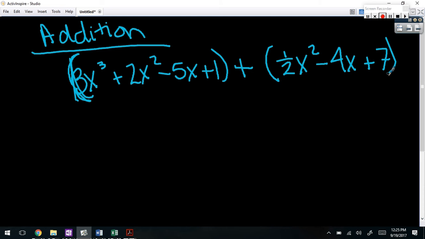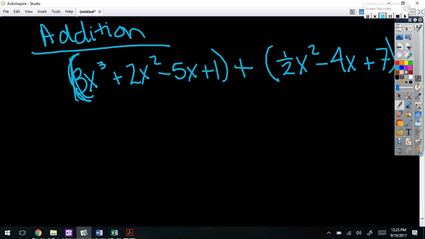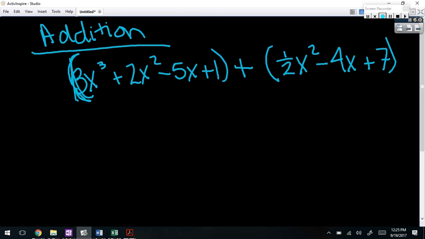So if I need to add these, tell me what you're thinking. Tell me what's going through your head. Similar. Like terms. That's what I was looking for. We combine like terms. So if you're a little confused, maybe we need to go back. Let's define like terms to make sure we're all on the same page.